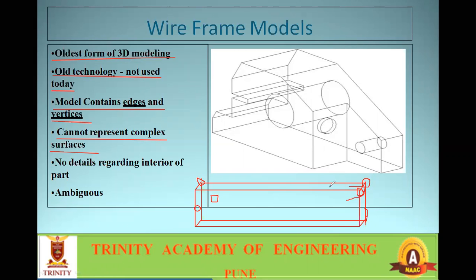You can see such a type of edges. Okay, so the wireframe model contains vertices and edges, but cannot represent complex surfaces. Yes, it can't reflect any kind of complex surfaces. For example, if we want to go for a bike, then a bike has some structures which can't be shown in a wireframe model.